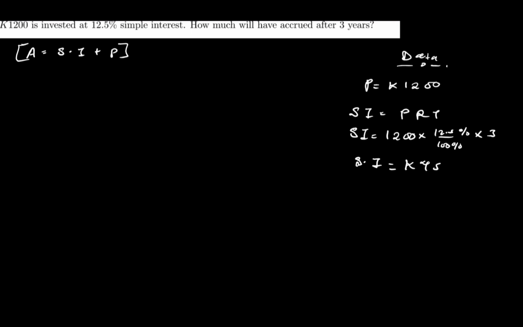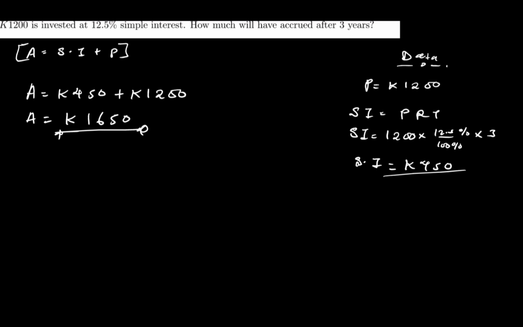And the simple interest will basically be about 450 kwacha. Now that we have the simple interest, we can find the accrued amount. So this will be 450 kwacha plus the principal amount, which is 1,200. Therefore, the accrued amount will be 1,650 kwacha.